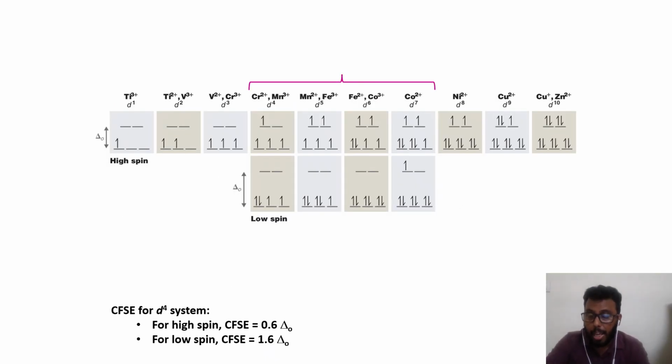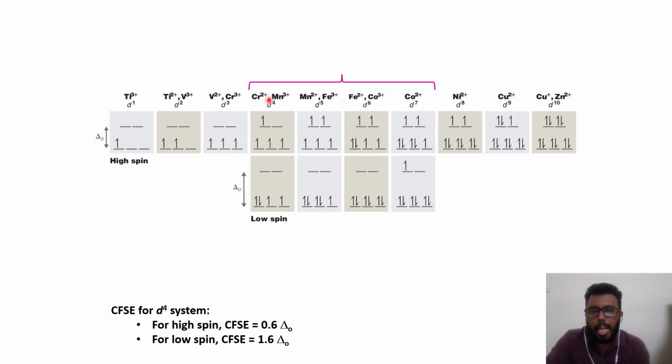Now you understand? From the CFSE, you can also determine the stability of the complex. That is what I want to mention here. And now let's see how the electrons fill the T2g and eg orbitals in the case of the D1 to D10 system. D1 to D3 is very simple. There are 3 electrons, so they will singly occupy the T2g orbitals.